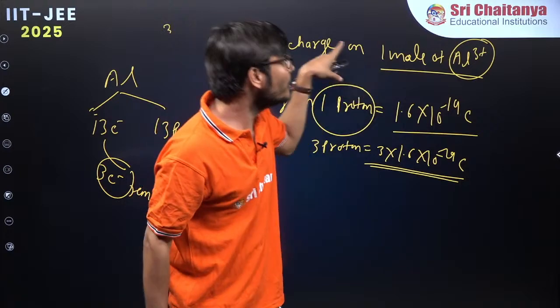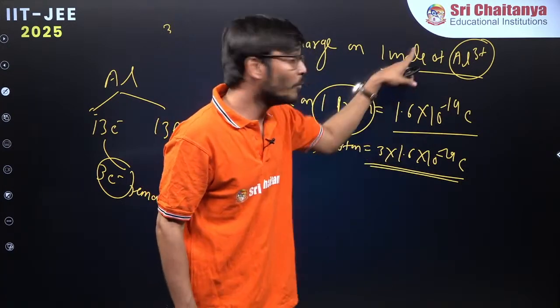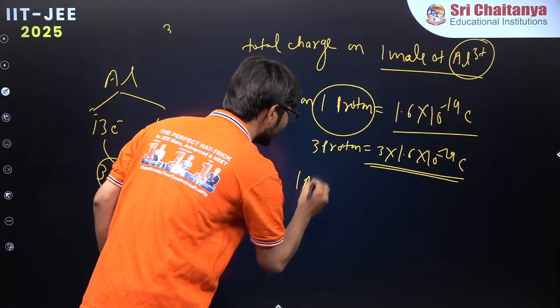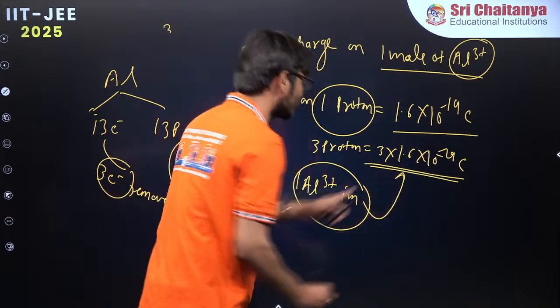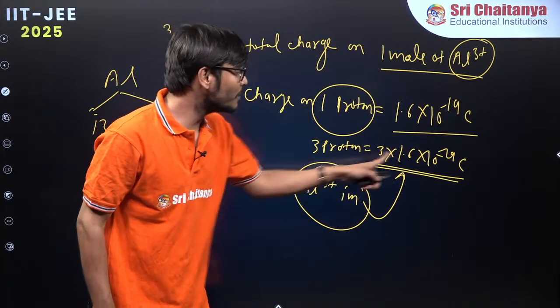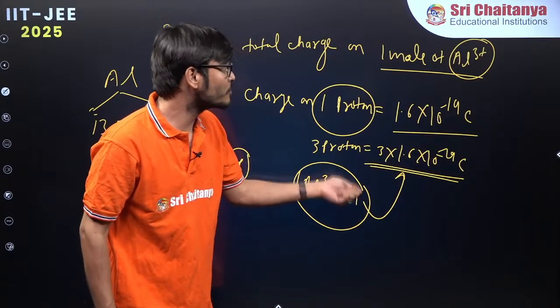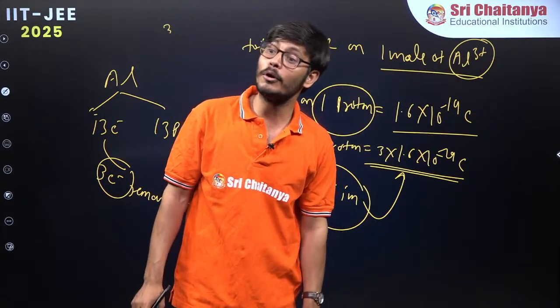We are having 3 moles of protons. We are not having 3 protons, beta ji. This is 1 ion. This 1 aluminium 3+ is an ion. The charge of 1 ion is this much. The charge of 1 aluminium 3+ ion is this much. But we are not having 1 aluminium 3+. We are having 1 mole of aluminium 3+.